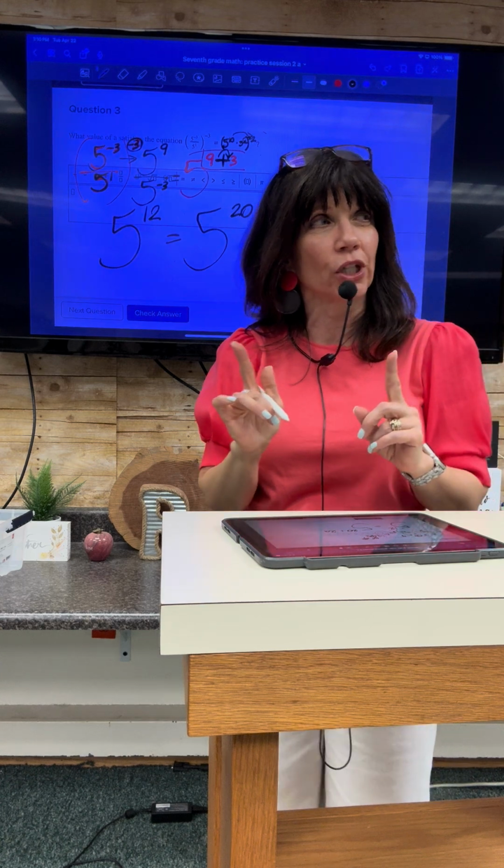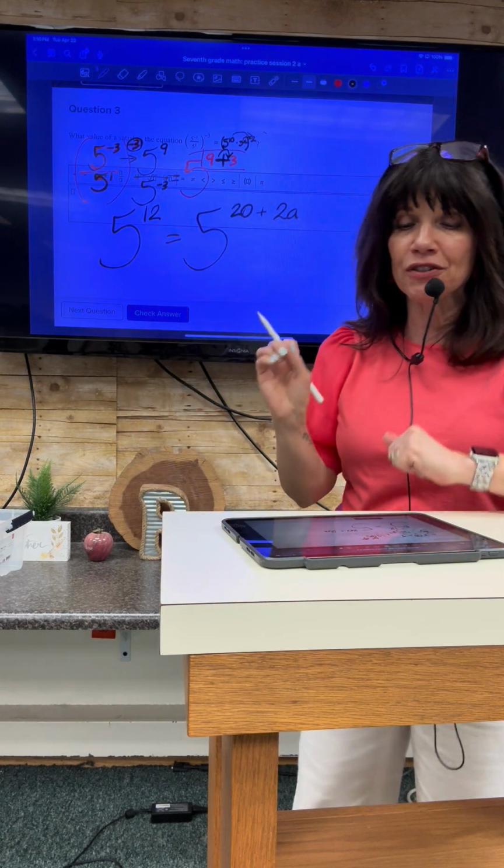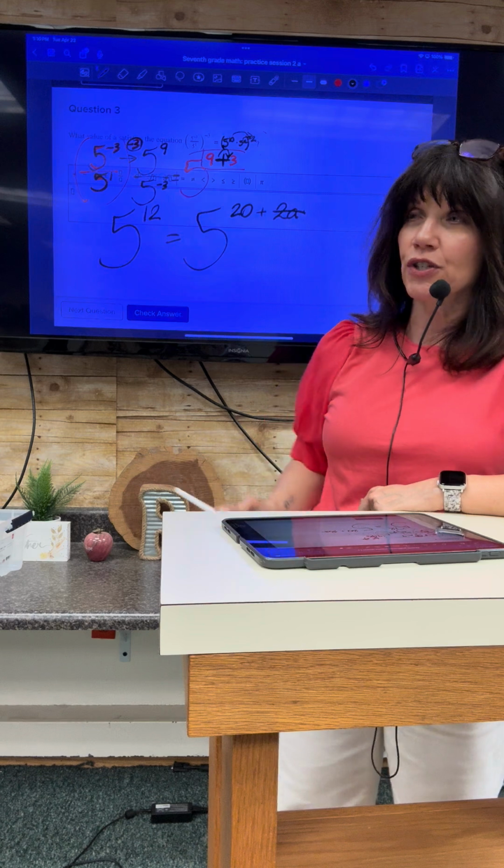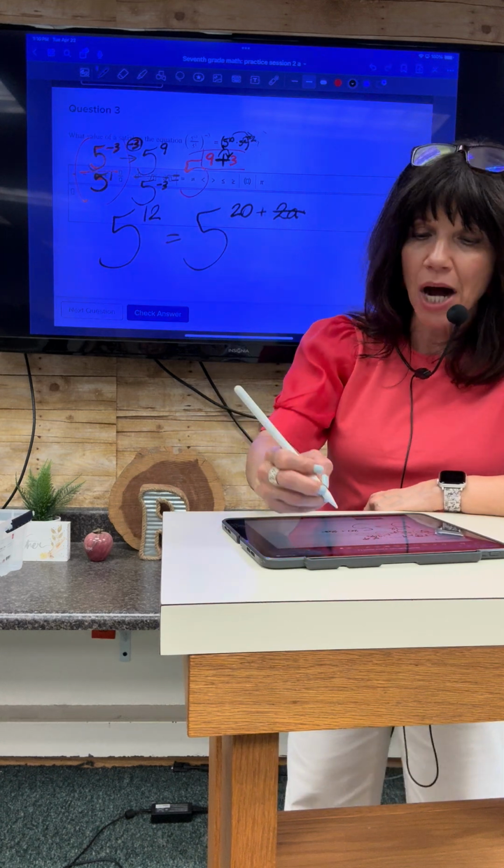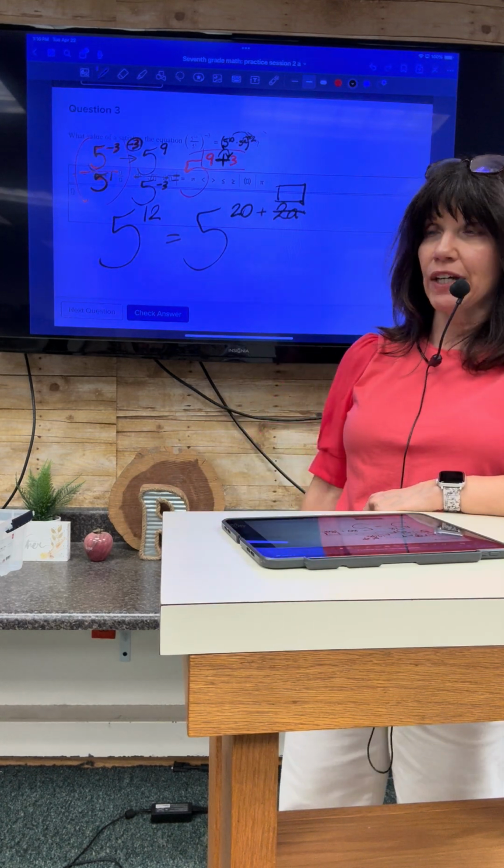Here's your next step. I still see some puzzled looks. It's not that bad. Ask yourself this. Just ignore the 2a for a moment. Put a box in place of it.